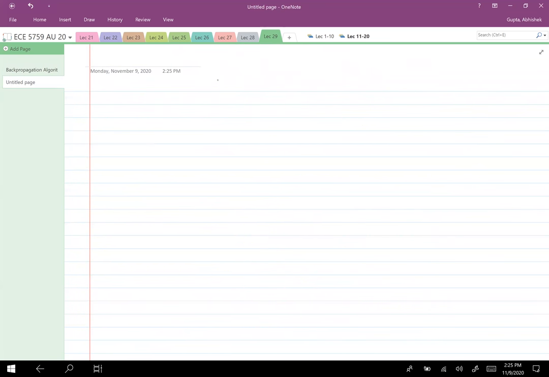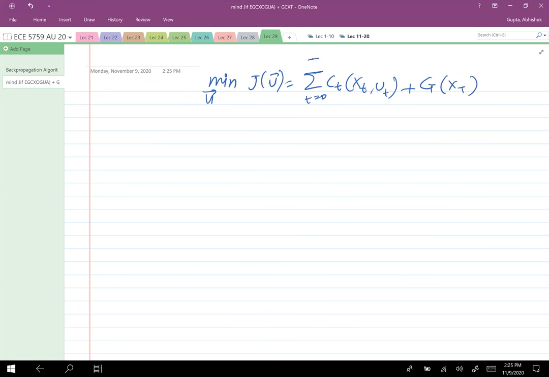So the goal now is I want to minimize with respect to U the summation of C_t(x_t, u_t) plus C_T(x_T). Again, I have the usual constraint x_{t+1} equals f_t(x_t, u_t). So this is what I want to minimize, but what I have right now is how to deal with the situation when you have a terminal cost.